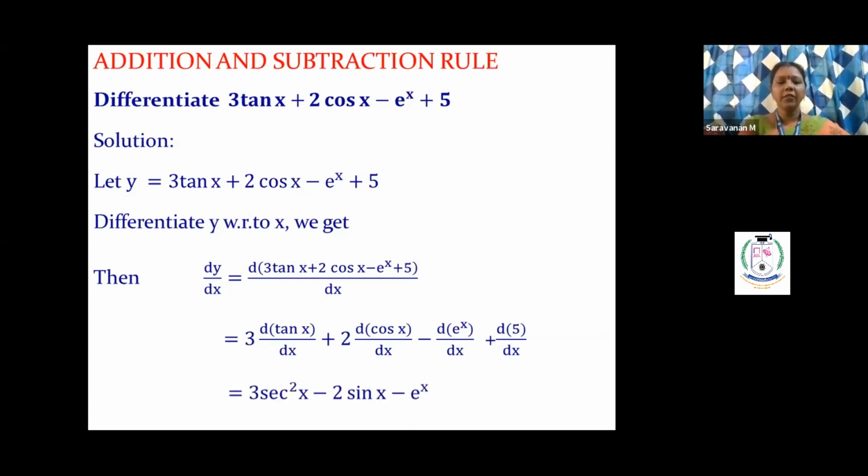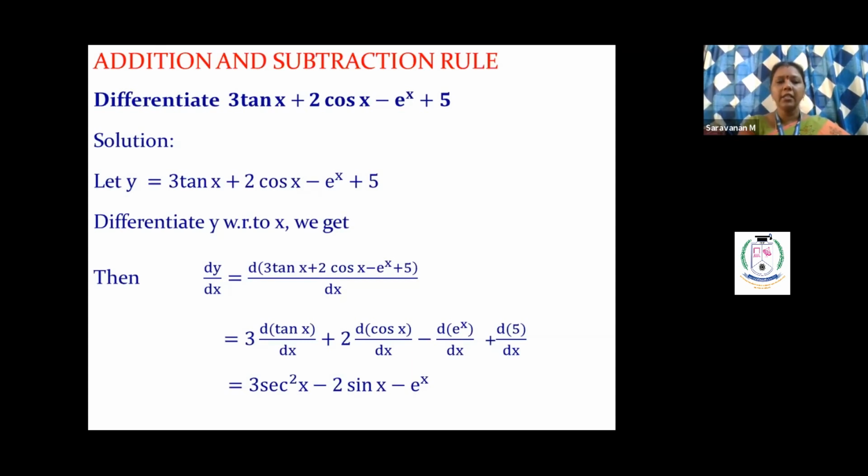Okay. So what is the differential of tan x? Secant squared x. So that is what we have written here: 3 secant squared x. The differential of cos x is minus sin x, so we have written here minus 2 sin x. And the differential of e power x is e power x itself, so we have written that function as it is. And what is the differential value of a constant? It is equal to 0. Okay. So it is equal to 0. That's why I didn't write that 0 at the end of the answer.